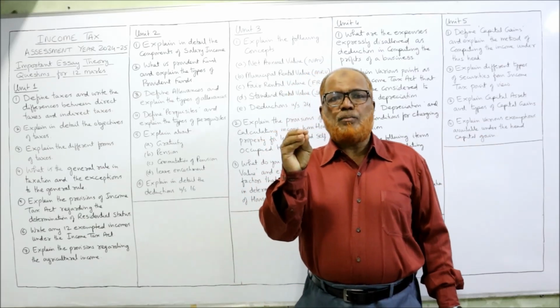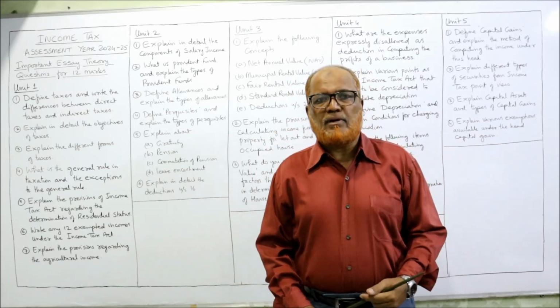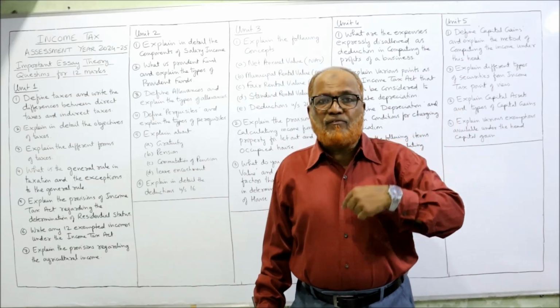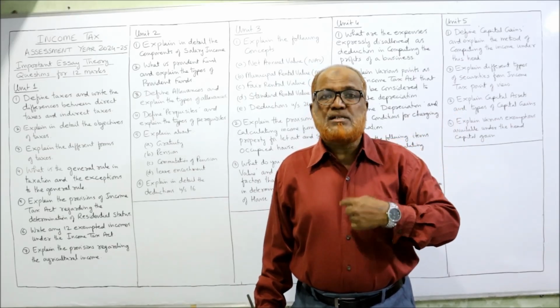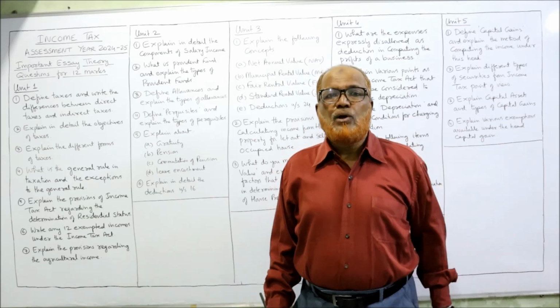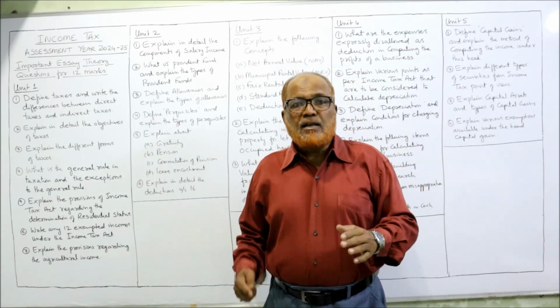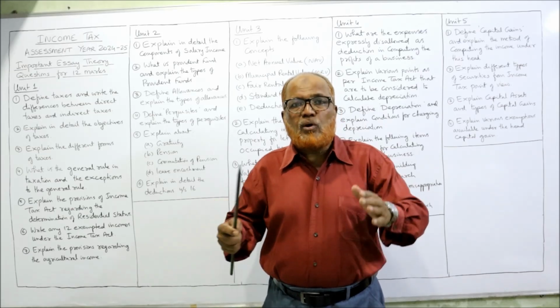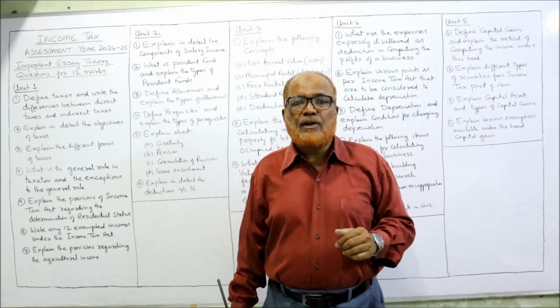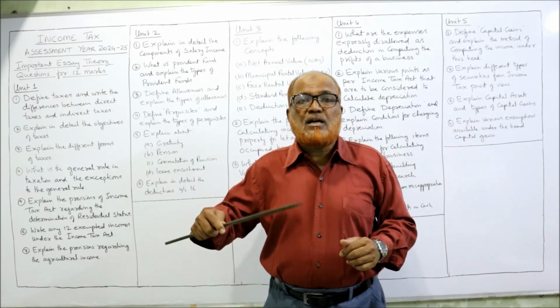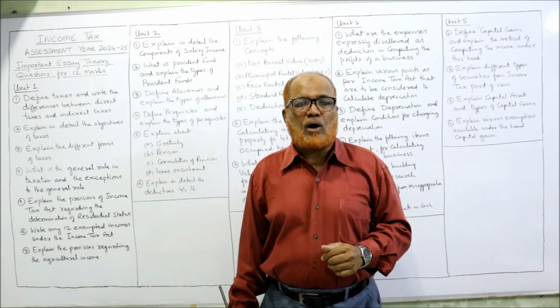Suppose 5,000 rupees are deducted from the salary and deposited. At the same time, 5,000 rupees from the employer's side will also be deposited. So 5,000 plus 5,000, 10,000 is deposited per month. In this way, every month the amount will be deposited in the provident fund, and interest will get credited in the provident fund account.